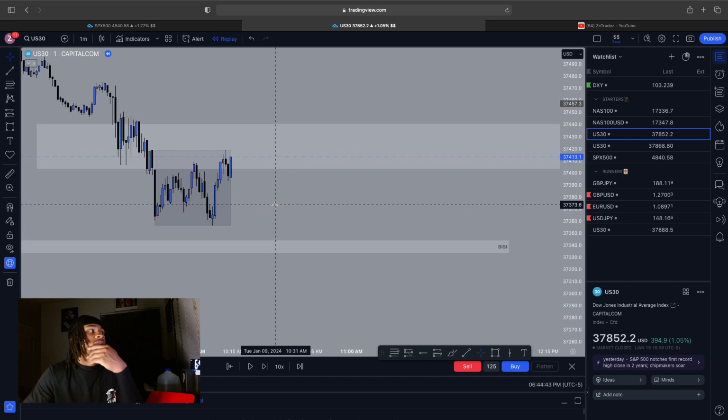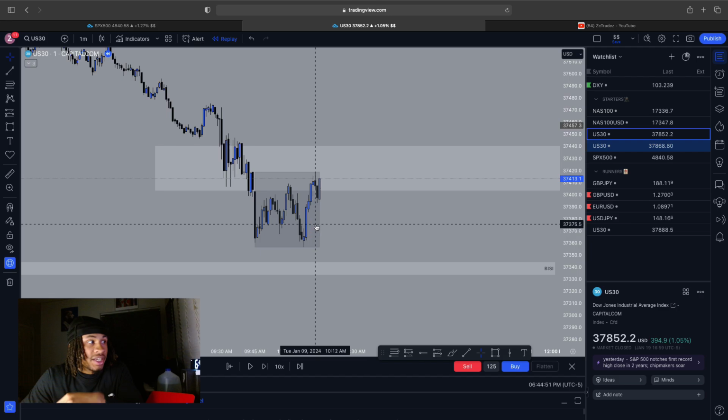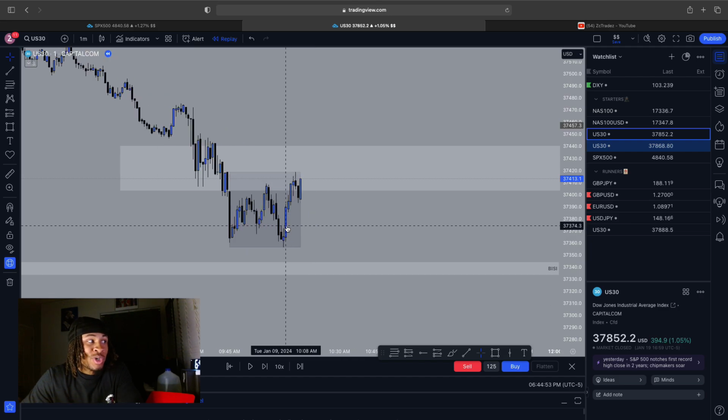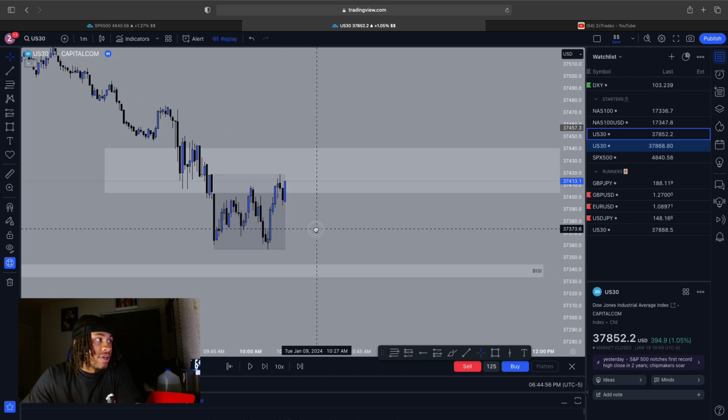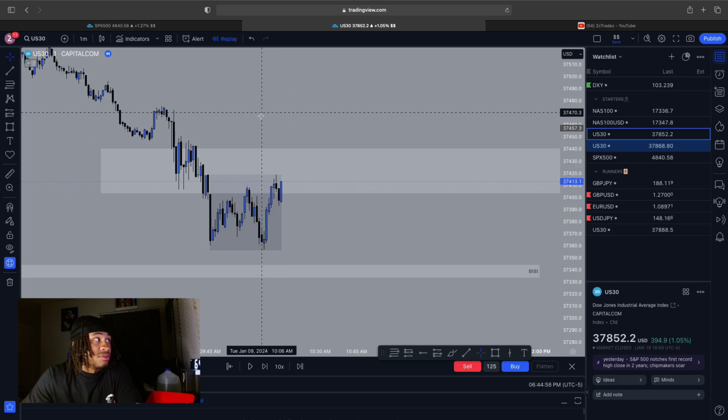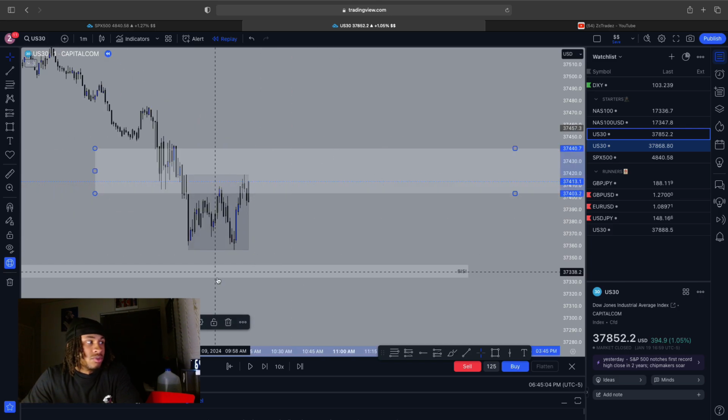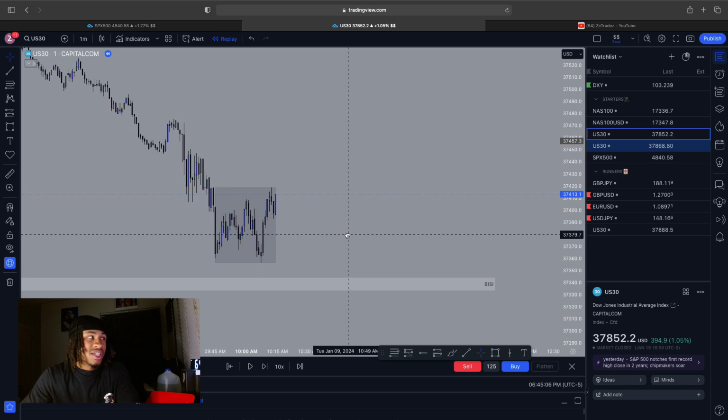Okay, so look, check this out. This right here is exactly what I mean by displacement. I want to see a candle that knows exactly where it's going. The fact that we just displaced above this tells me we're gonna go up for some reason. Now, where can we go up? That's what I'm looking at.